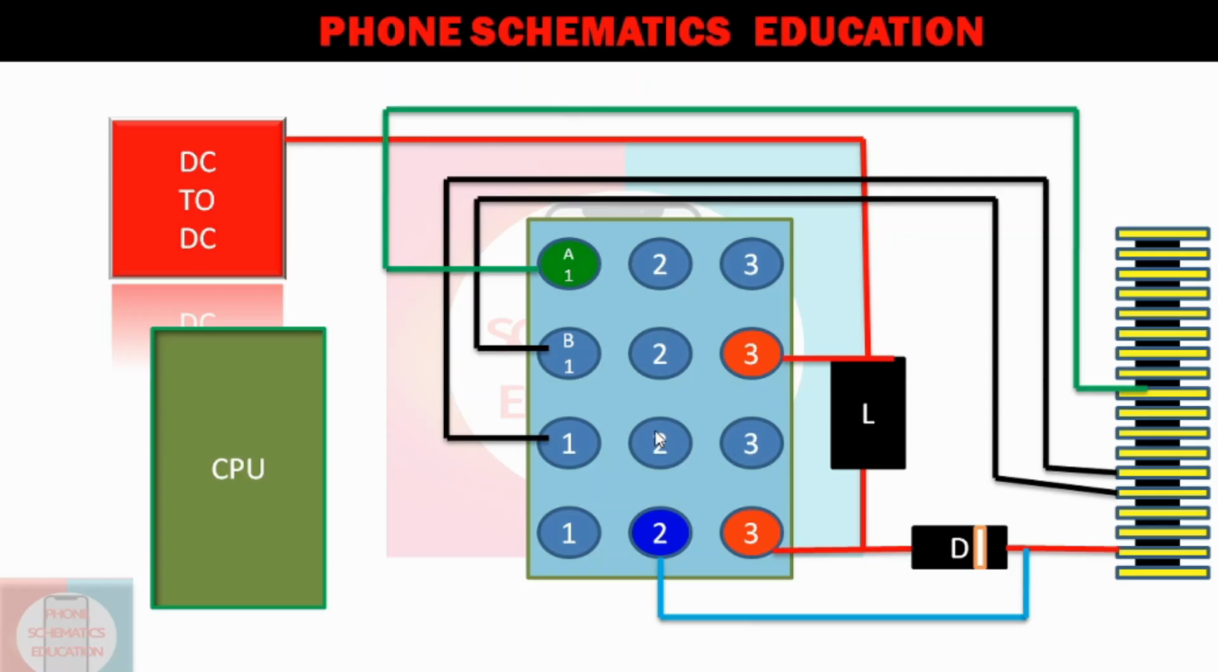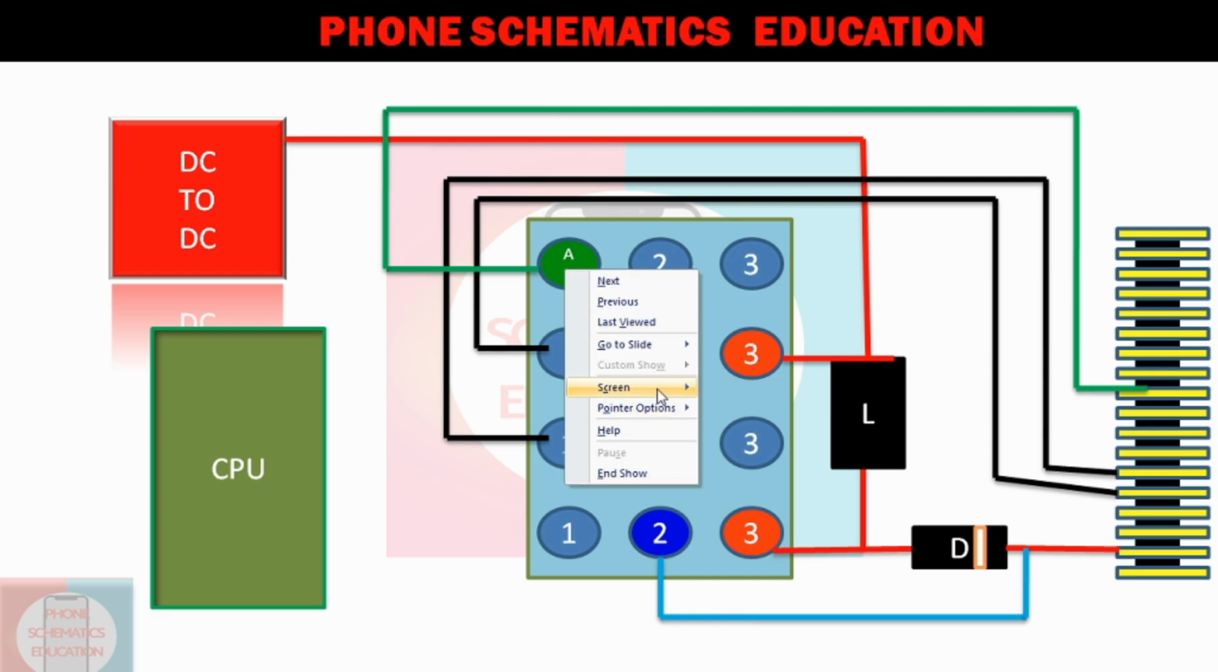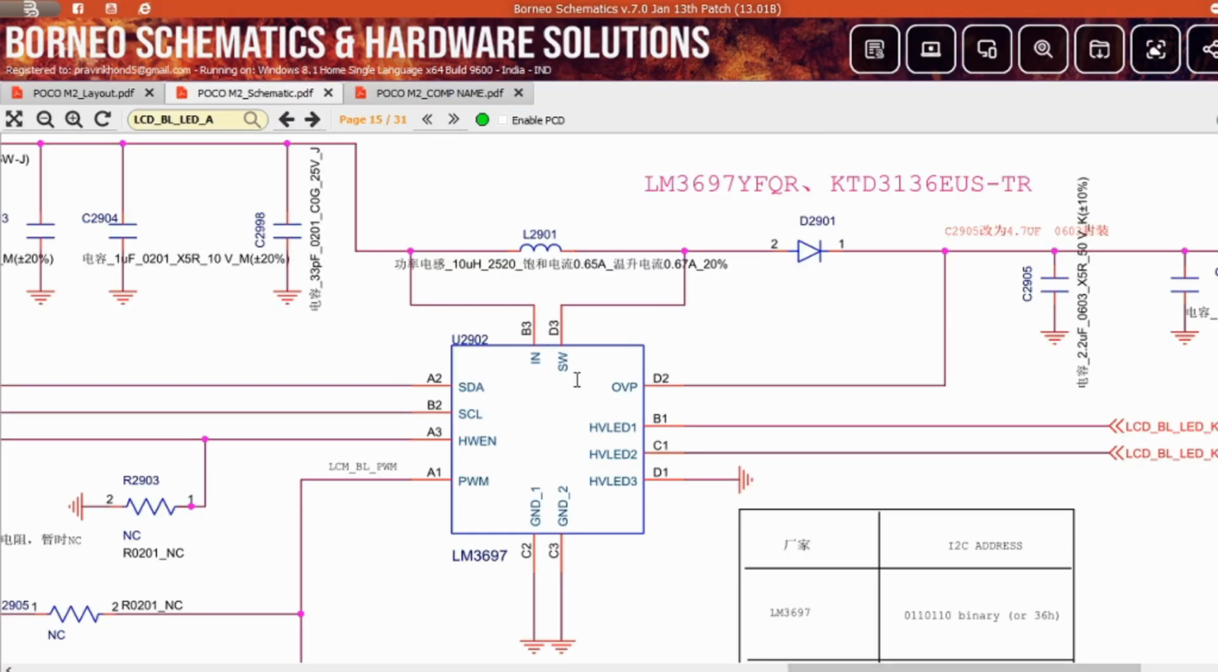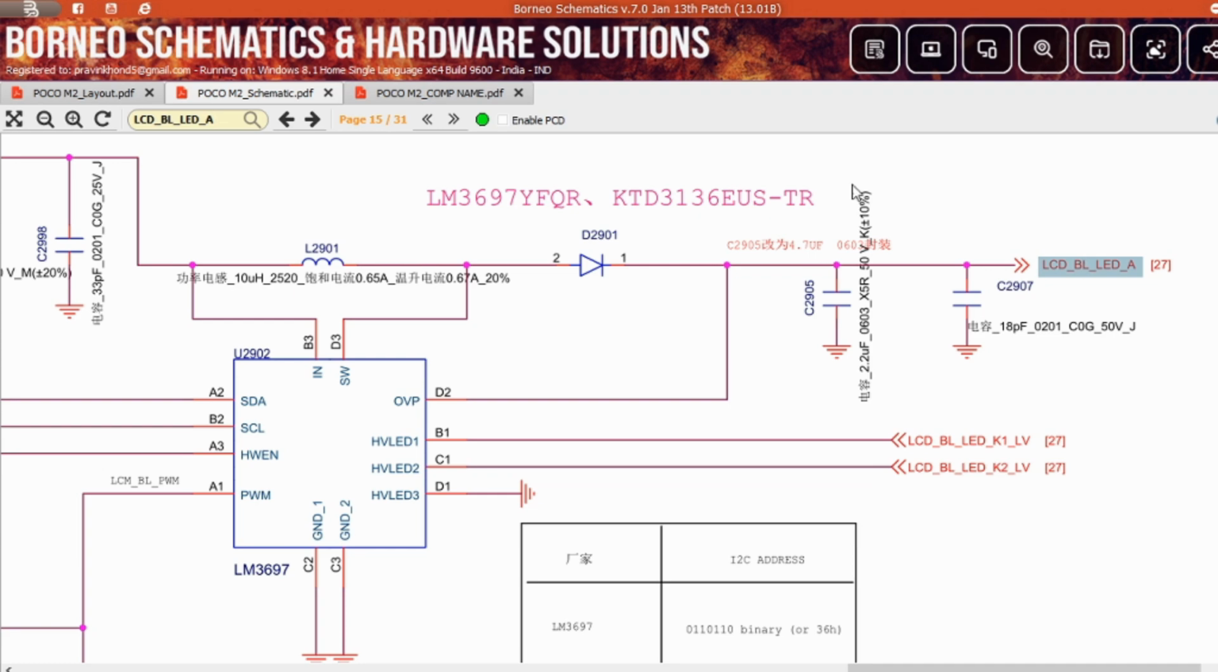So I will tell you, sometimes it is shorted internally, the layers are shorted internally, or you can say connected to each other. Now let me explain to you in a schematic so you can better understand. For this, go to the Borneo, right? Now first get back to the connector.